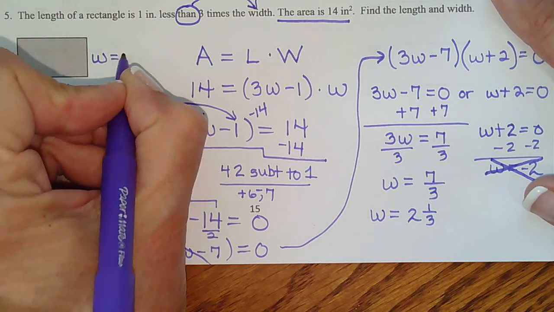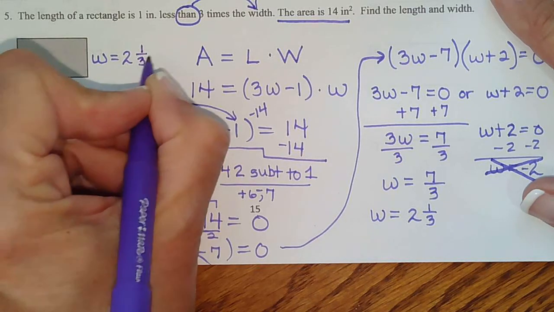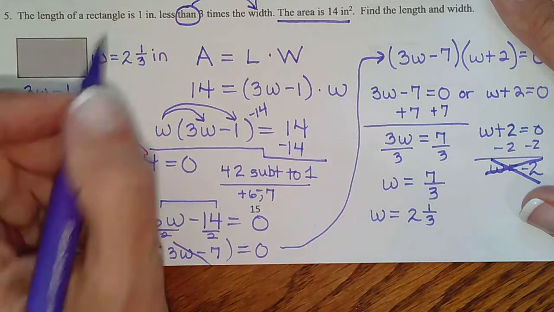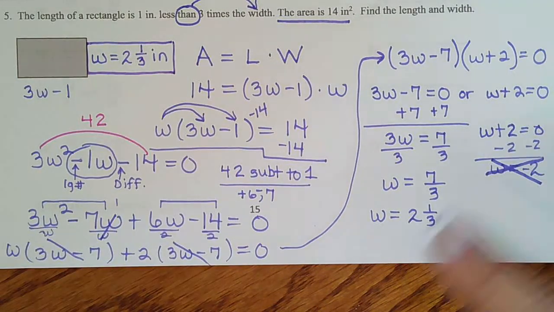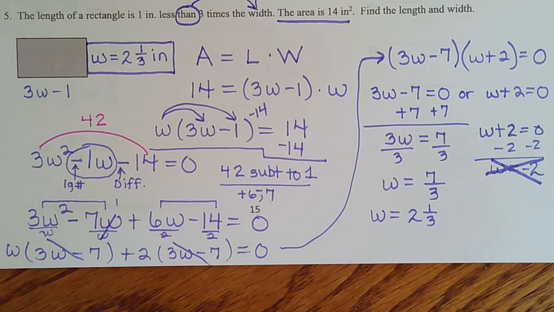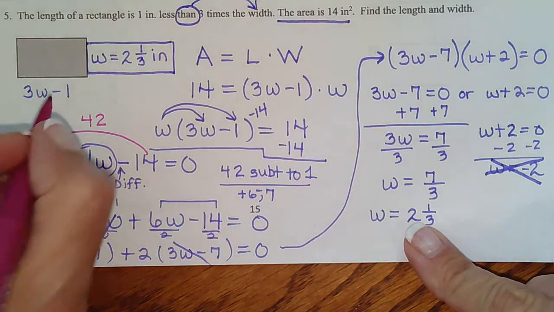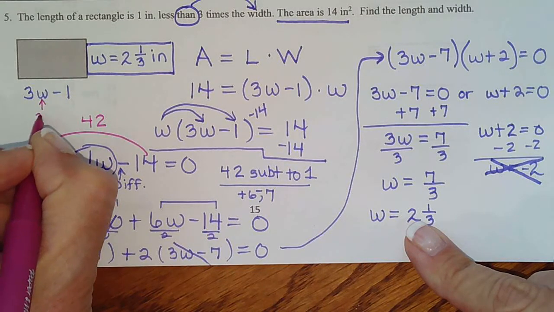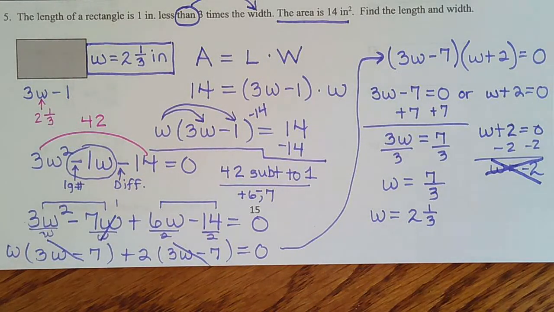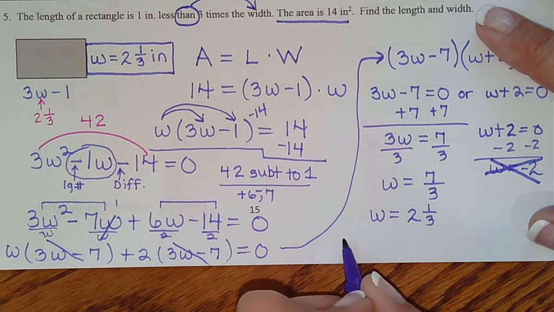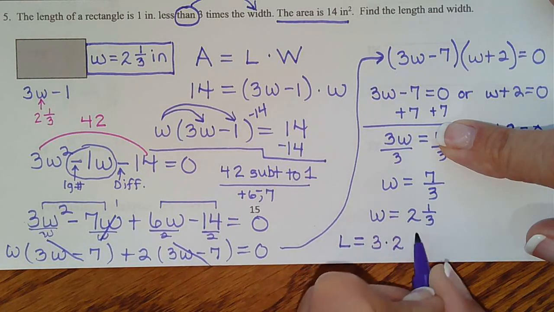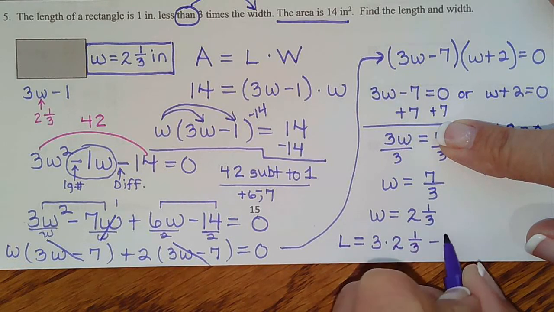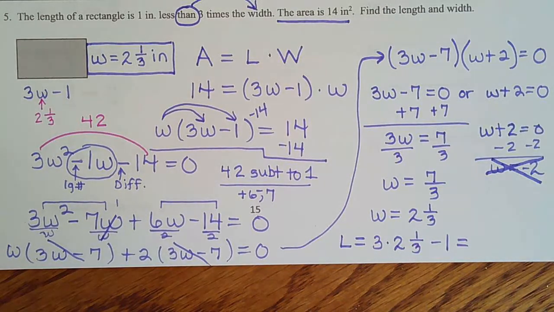So we know the width is 2 1/3 inches, because that says W. So I'm going to box that as my first answer. To find the length, you're going to put 2 1/3 in for W. So this is what we'll type into the calculator. Length equals 3 times 2 1/3 minus 1. So that's what we're going to put in the calculator.